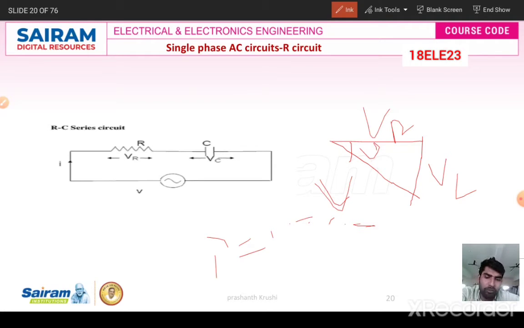A small amount of power loss will be there in the resistance, and a large amount of power flowing from the supply to the capacitor is more. So for that, the RC circuit we are using. Okay, so the current flowing through this one is I.